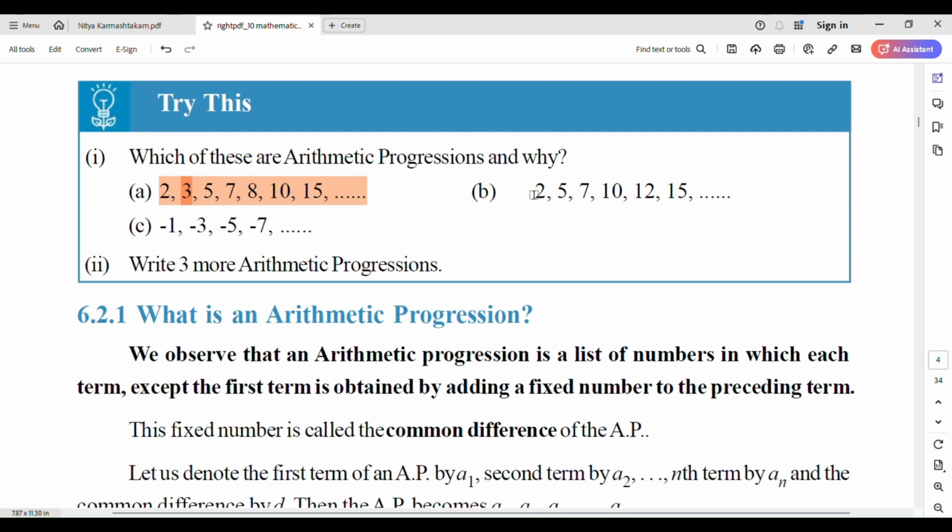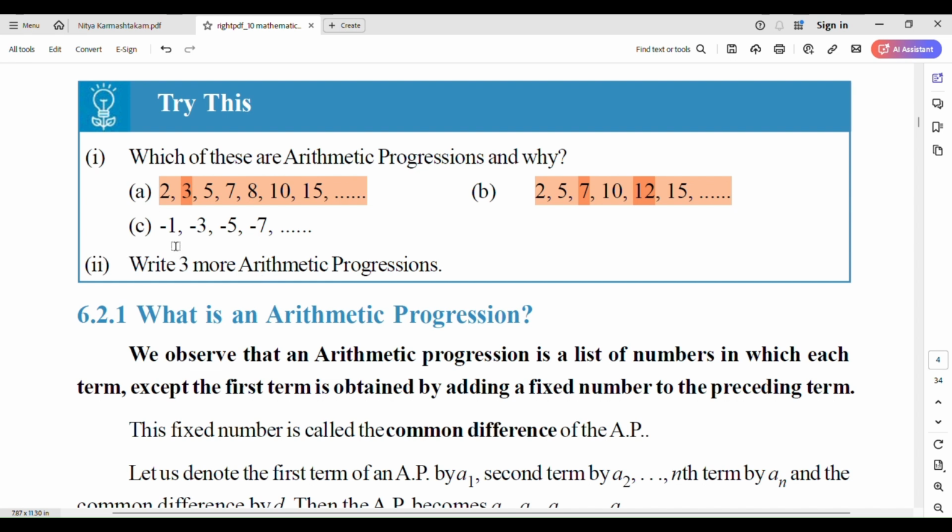Okay, let's check the next. 2, 5. That is plus 3, right? 2 plus 3 is 5. So 5 plus 3 should be the third number, that is 8. It should be 8, but it is 7. So this is not the correct term here. 7 plus 3 is 10. That's fine. But again here, 10 plus 2. So this is definitely not an arithmetic progression.